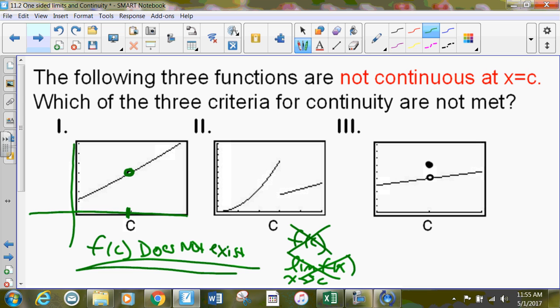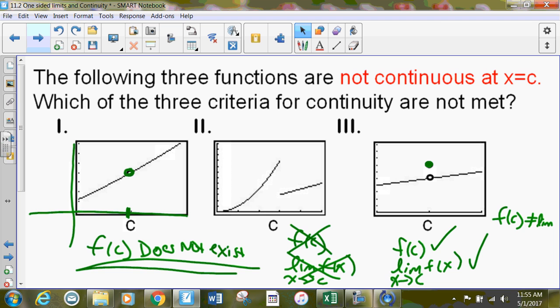Here, this is really nice. F of C does have a value. See that little dot? That's the value of the function when x is equal to C. So it does exist, check. And there is a limit of this function as x approaches C that actually exists. It's kind of hard to tell, but it looks like it's 1, 2, 3, 4, 5. So check, are they the same? No, f of C does not equal the limit of, I'm running out of room, but you know what I mean, of f of x as x approaches C. So these are 3 examples of functions that are not continuous.